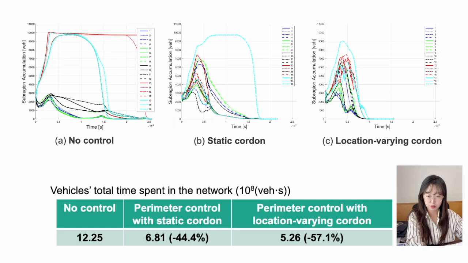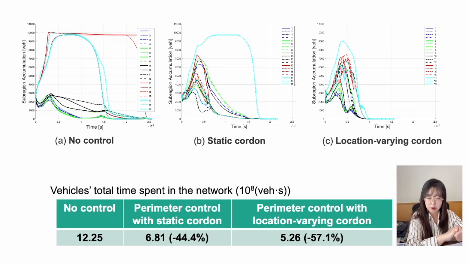Okay, let's take a look at the results of this paper. The top three figures show the accumulation evolution of no control, perimeter control with static cordon, and perimeter control with location varying cordon. As you can see from the figures, the network is not cleared in the no control case, since there are several vehicles left at the end of the simulation. Also, many subregions become very congested, as the accumulations in those subregions are very large. In the static cordon case, subregion 19 becomes very congested since this subregion is not directly controllable in this case.